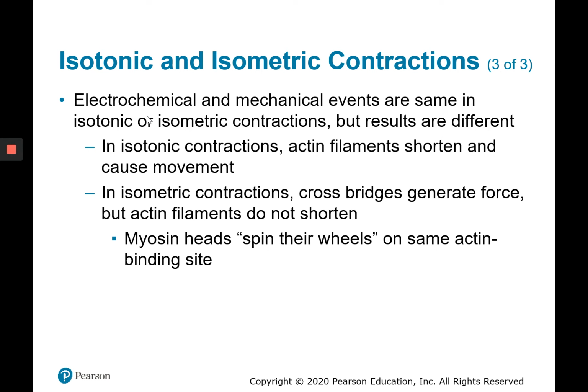Don't forget that the electrochemical mechanical events that we talked about microscopically are still occurring, and that's why isotonic and isometric contractions occur. During an isotonic contraction, cross-bridge cycling is going to be productive. The myosin heads are going to be able to move along the actin or thin filaments and cause sarcomere shortening. Whereas during isometric contractions, myosin heads are just going to spin their wheels or not be able to get a good hold on those actin binding sites or those thin filaments.